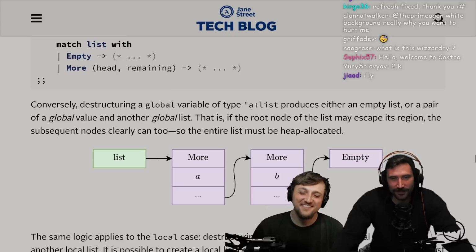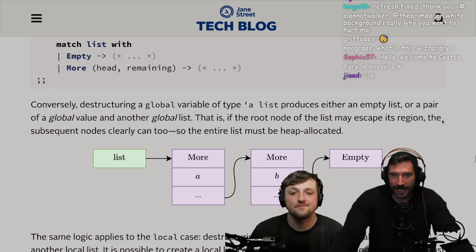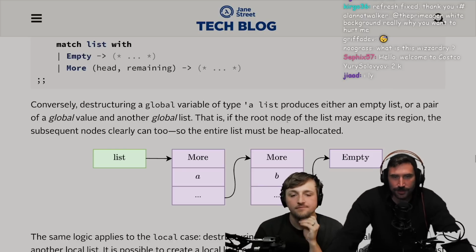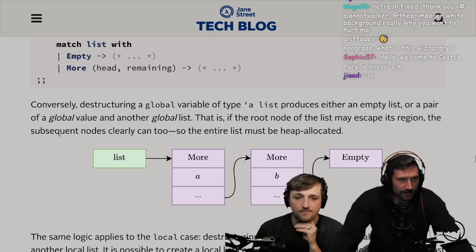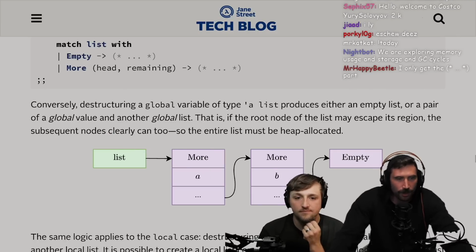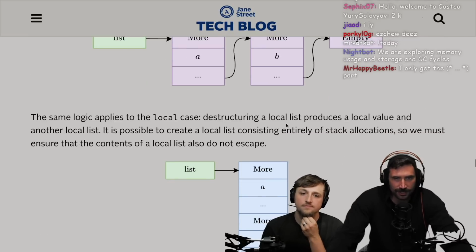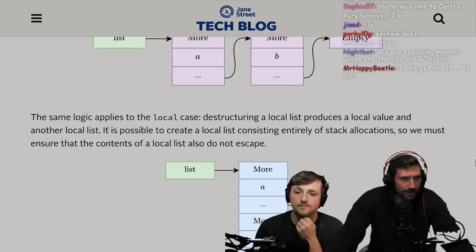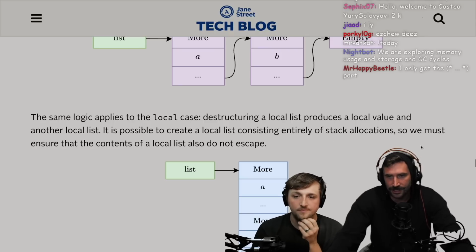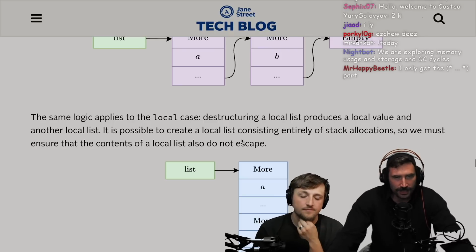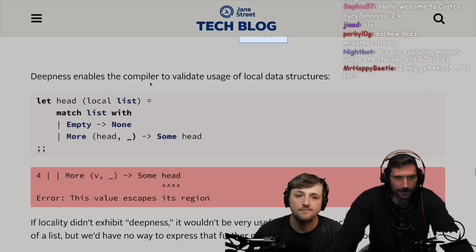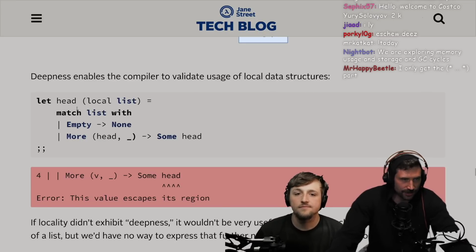Destructuring a global variable of type tick A list produces either an empty list or a pair of a global value and another global list. That is, the root node of the list may escape its region. The subsequent nodes clearly can too, so the entire list must be heap allocated. Okay, perfect. The same logic applies to the local case. Destructuring a local list produces a local value and another local list. It is possible to create a local list consisting entirely of stack allocations, so we must ensure the contents of the local list also do not escape. Okay. Exciting. Deepness enables the compiler to validate usage of local data structures.